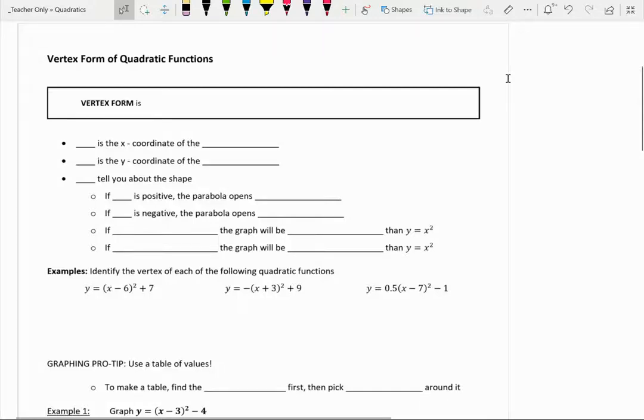Hi there. The last 2 weeks we've looked at two forms of quadratic functions. We've looked at standard form and factored form, and this week we're going to look at our third form, which is called vertex form. So before we fill out these notes, I actually want to play around with vertex form a little bit on Desmos.